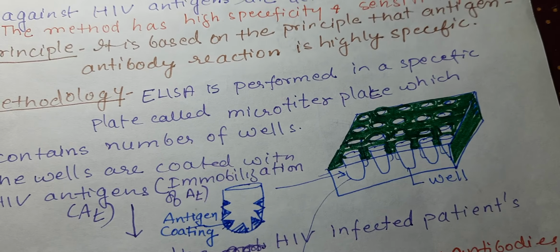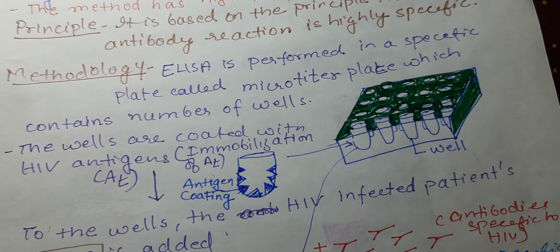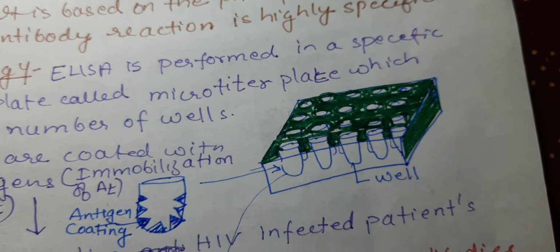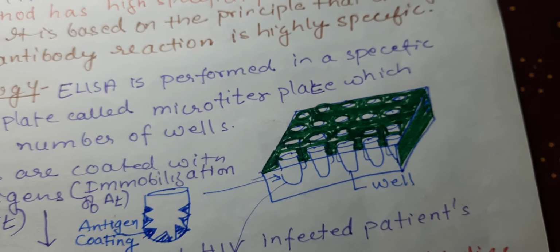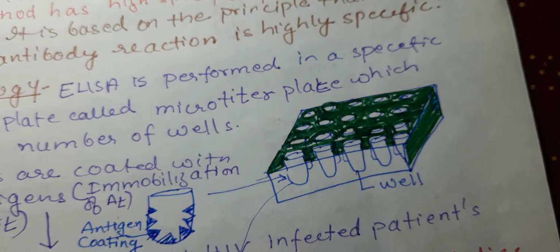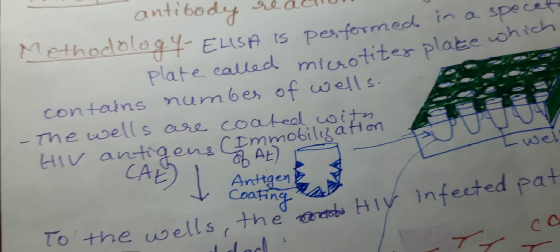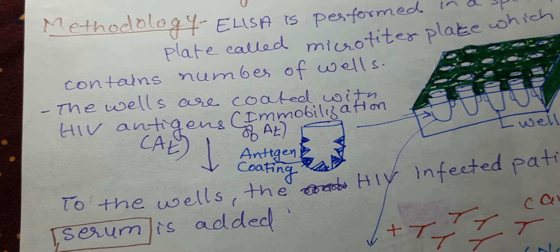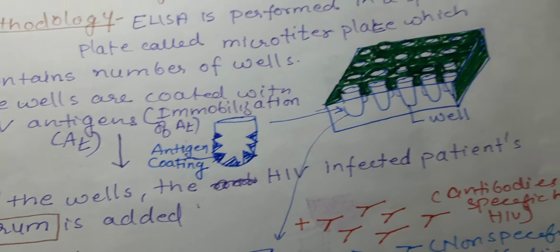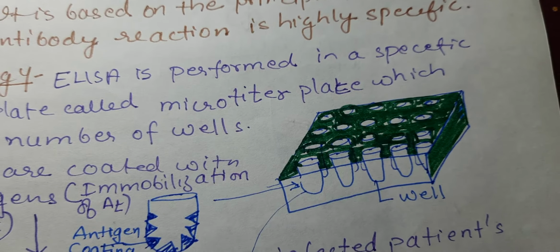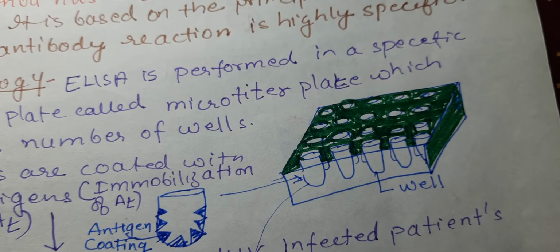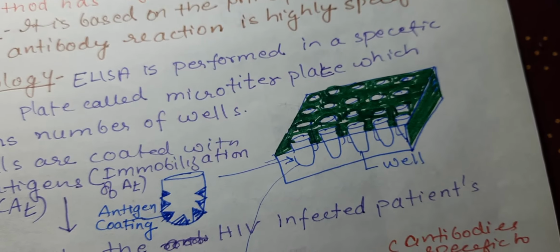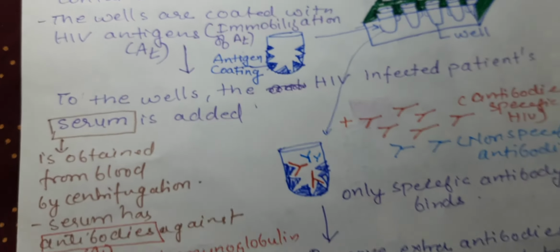It is performed in a specific plate called a microtiter plate, which contains a number of wells, and different wells are used for loading the sample. Okay, we will see how the wells are coated with HIV antigen. This is called immobilization of antigen. Now this is already done by the manufacturer, by the company. So different types of plates are there for different testing. Okay, now the antigen is already coated.